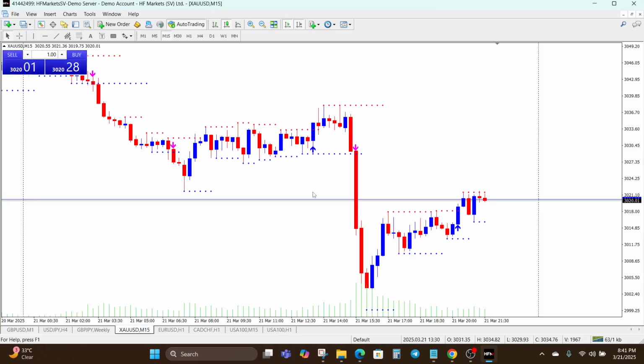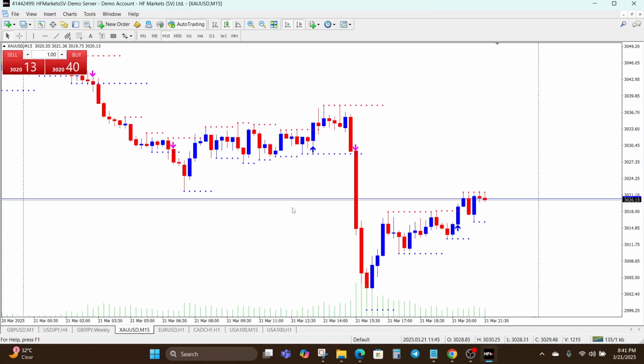Okay, as you can see on the chart, buy signals are marked by blue arrows, while sell signals are marked as these magenta arrows. Magenta arrows pointing downwards above the candlestick give you sell signals. Blue arrows pointing upward below the candlesticks give you buy signals.